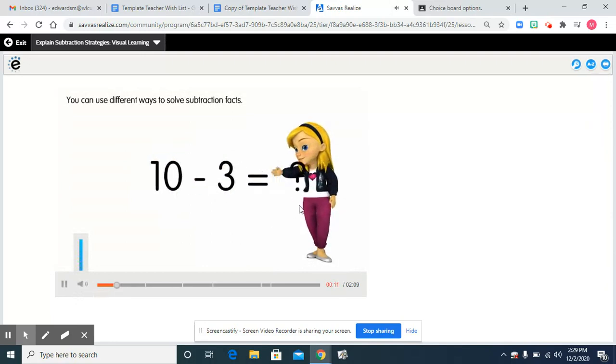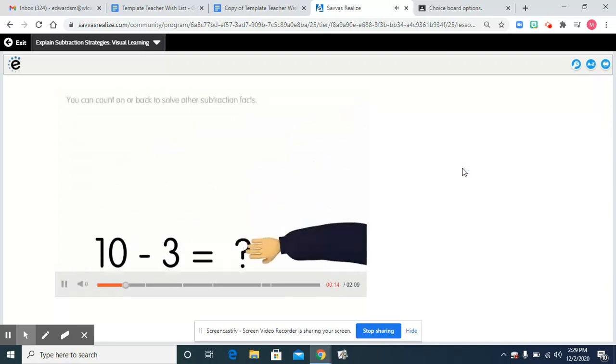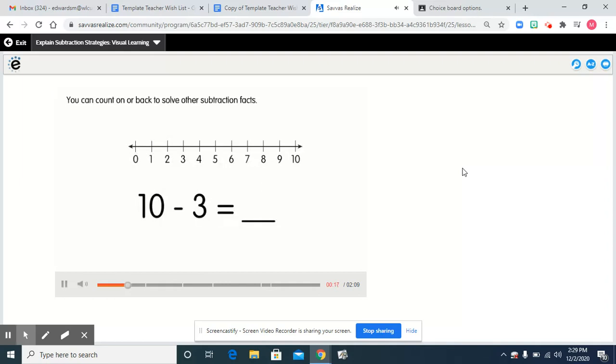You can use different ways to solve subtraction facts. You can count on or back to solve other subtraction facts. Start at 10 on the number line and count back to subtract 10 minus 3. 10 minus 3 equals 7.